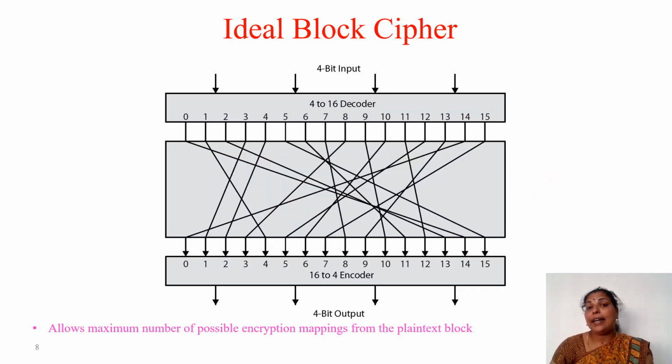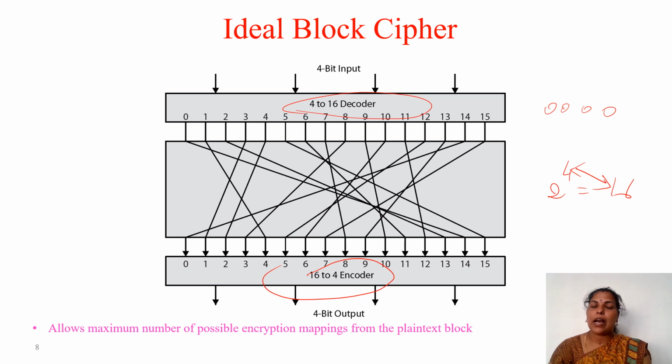Next, this one is the ideal block cipher. The name ideal block cipher means it allows the maximum number of possible encryption mappings from the plain text block. So here we have a 4 to 16 decoder and a 16 to 4 encoder. Suppose we have 4 input bits, 0 0 0 0. Then how many possibilities are there? 2 power 4 equals 16. So we have the 4 to 16 decoder as well as the 16 to 4 encoder. This only we call the ideal block cipher.